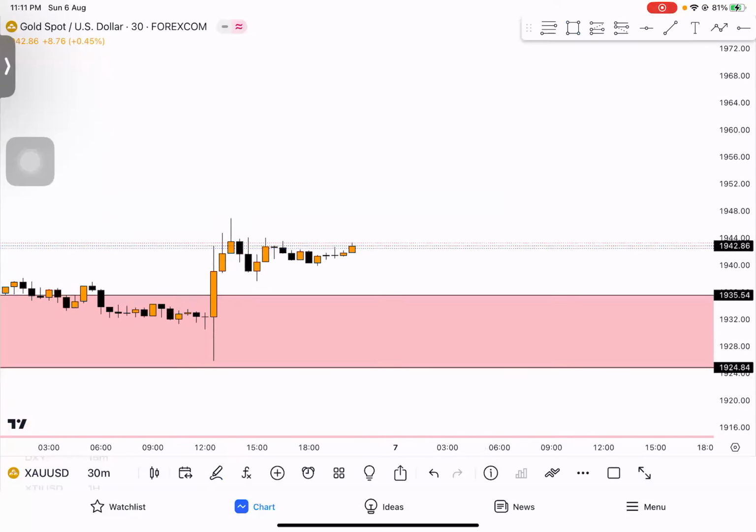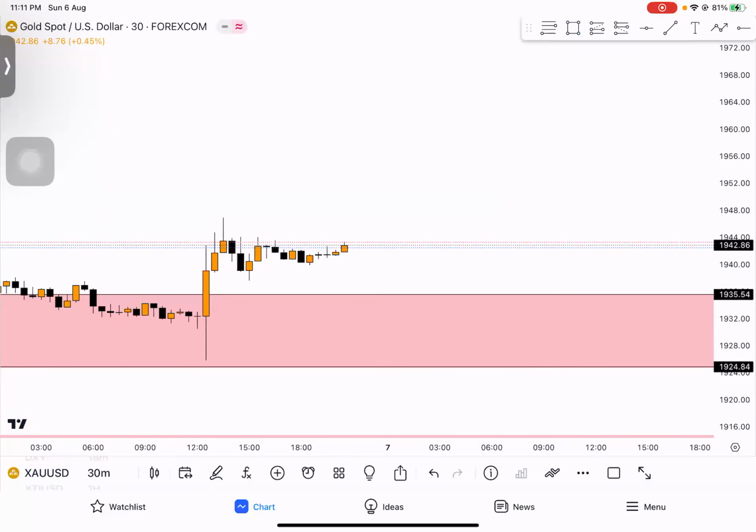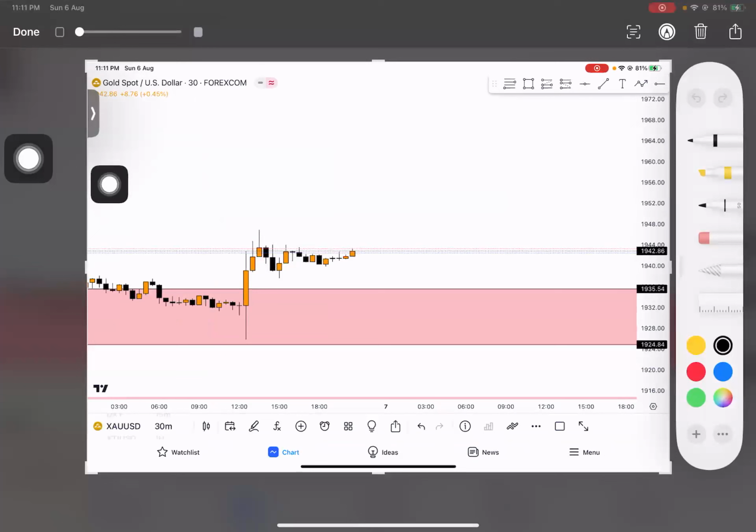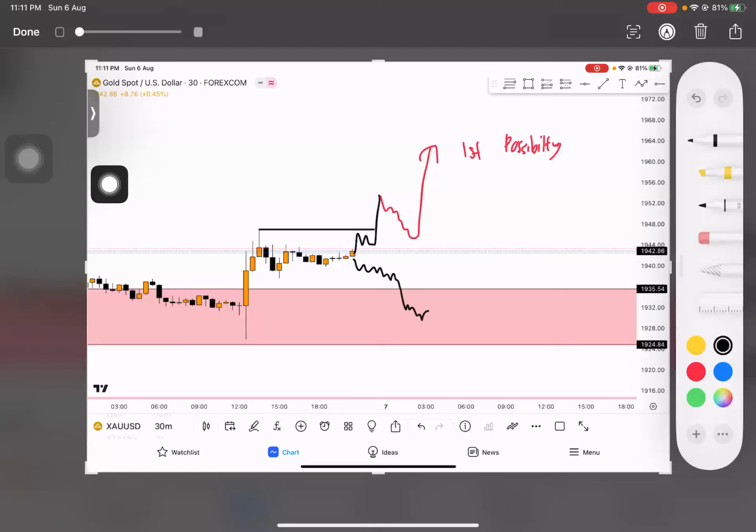For M30, you will be looking for another reaction to the zone. You can monitor for another breakout that is forming new structures, and then pullbacks you can buy. This is the first possibility. Or it comes back here maybe, gets new structures, pullbacks, and then you buy. This is the second one.